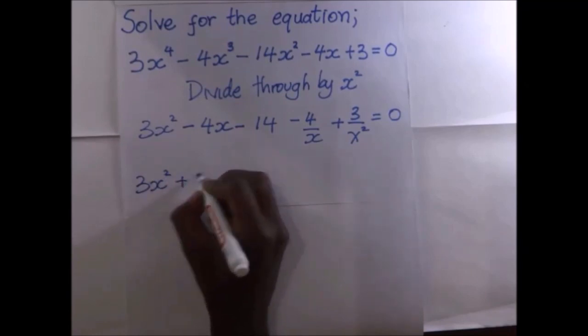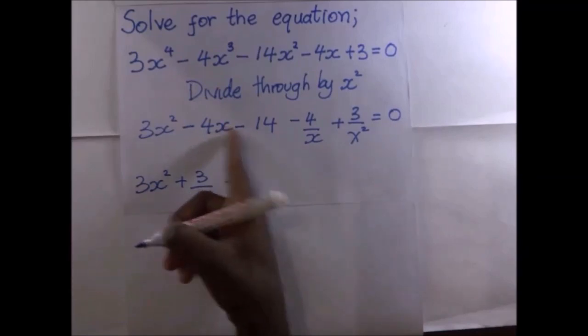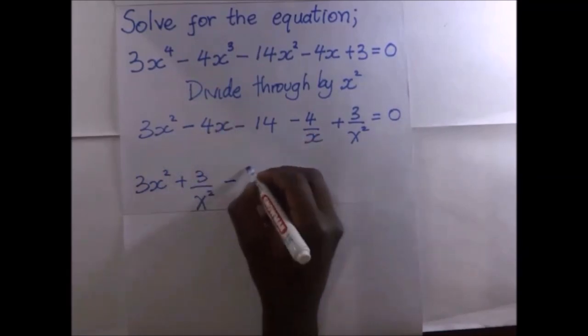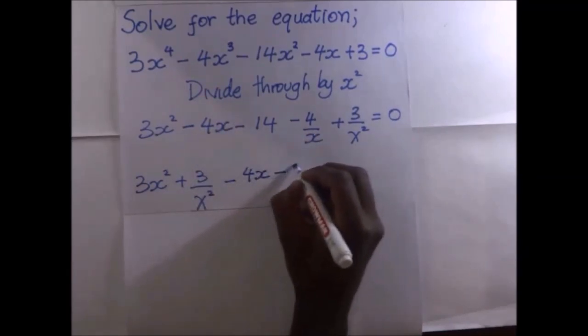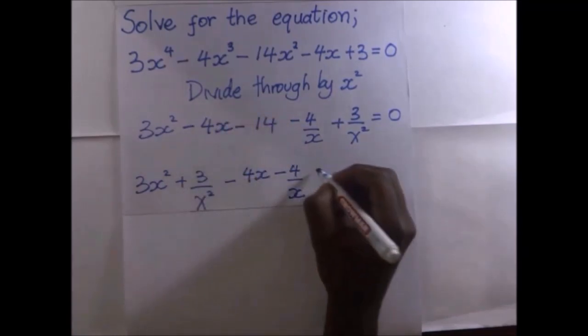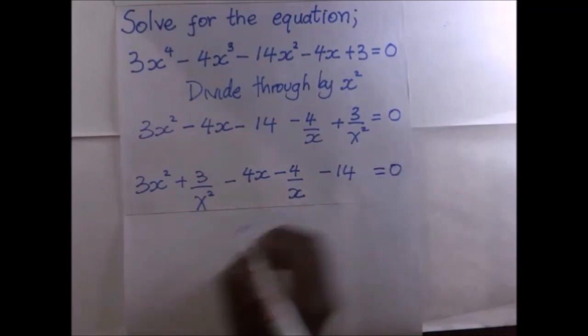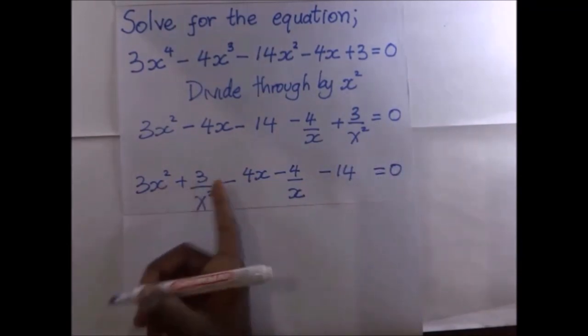3x squared plus 3 over x squared, minus those terms that have only x: minus 4x minus 4 over x, then the whole numbers alone, minus 14, is giving us 0. So we factorize this out here.